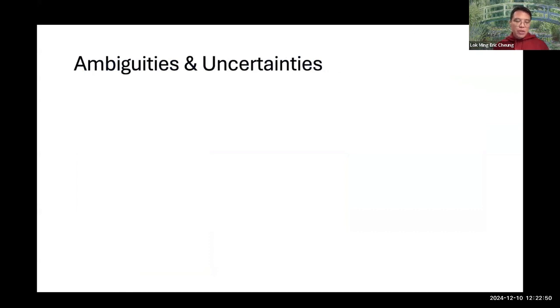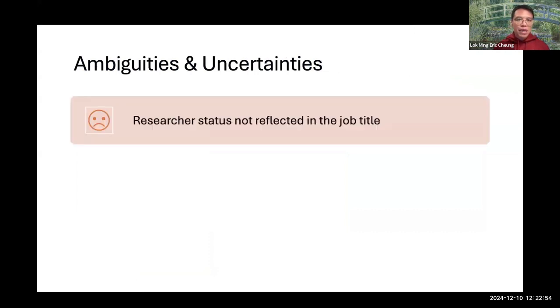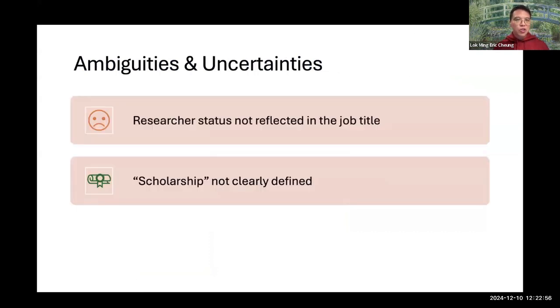There are also ambiguities and uncertainties in terms of what it means to be scholarship. Because to the management, scholarship would mean securing funds or simply publication. So now we have colleagues who can have 69, 70 publications every year. So you can imagine what it means.